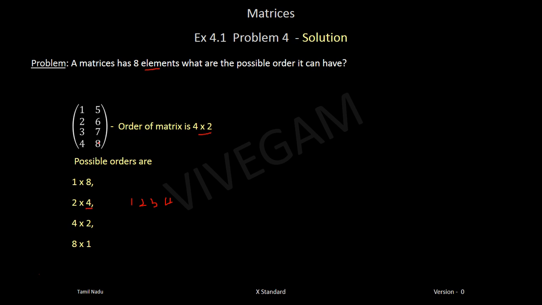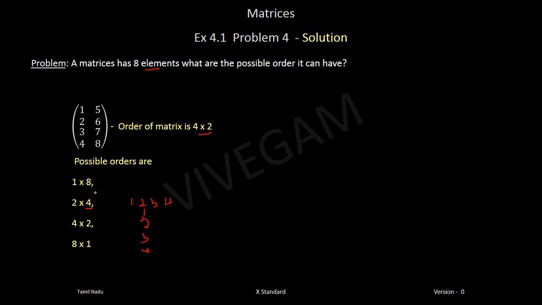Now the next one will be 8 rows. 8 rows means the number of columns will be 8 divided by 8, that is 1 column, which is possible. So basically it will be 1, 2, 3, 4, it's not coming out well for me to write here. In this column 1, 2, 3, 4, 5, 6, 7, 8. So that will be the matrix. First row, second row, third row, fourth row, it goes down. So there will be 8 rows and 1 column.